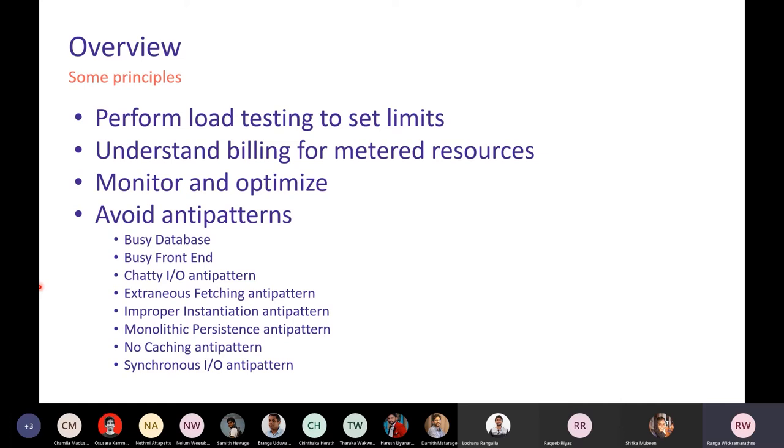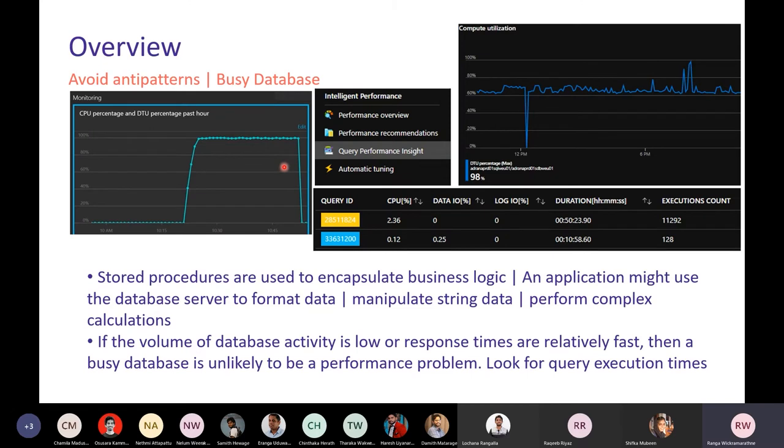I have a couple of items listed down here, so we'll discuss this in detail in the upcoming slides. I'll go to the next one. I want to mention another thing: if you encounter any issues or have questions, you can bug me at any time and ask.